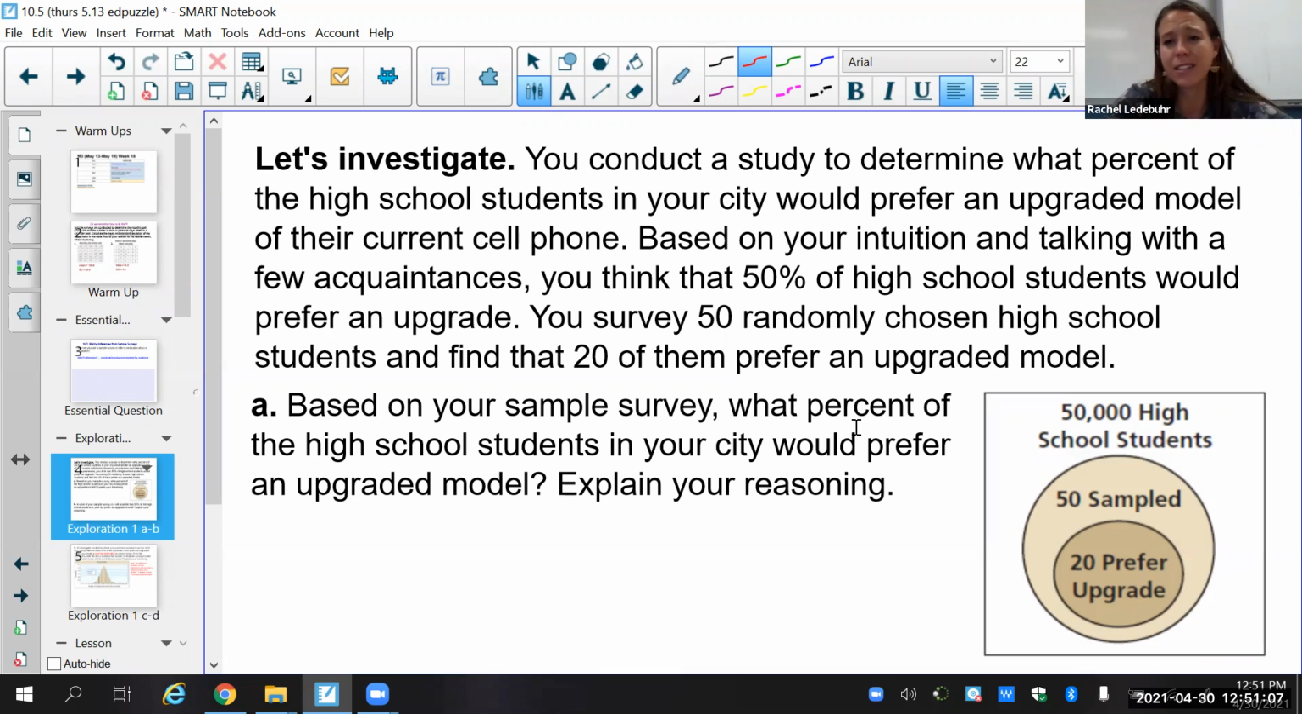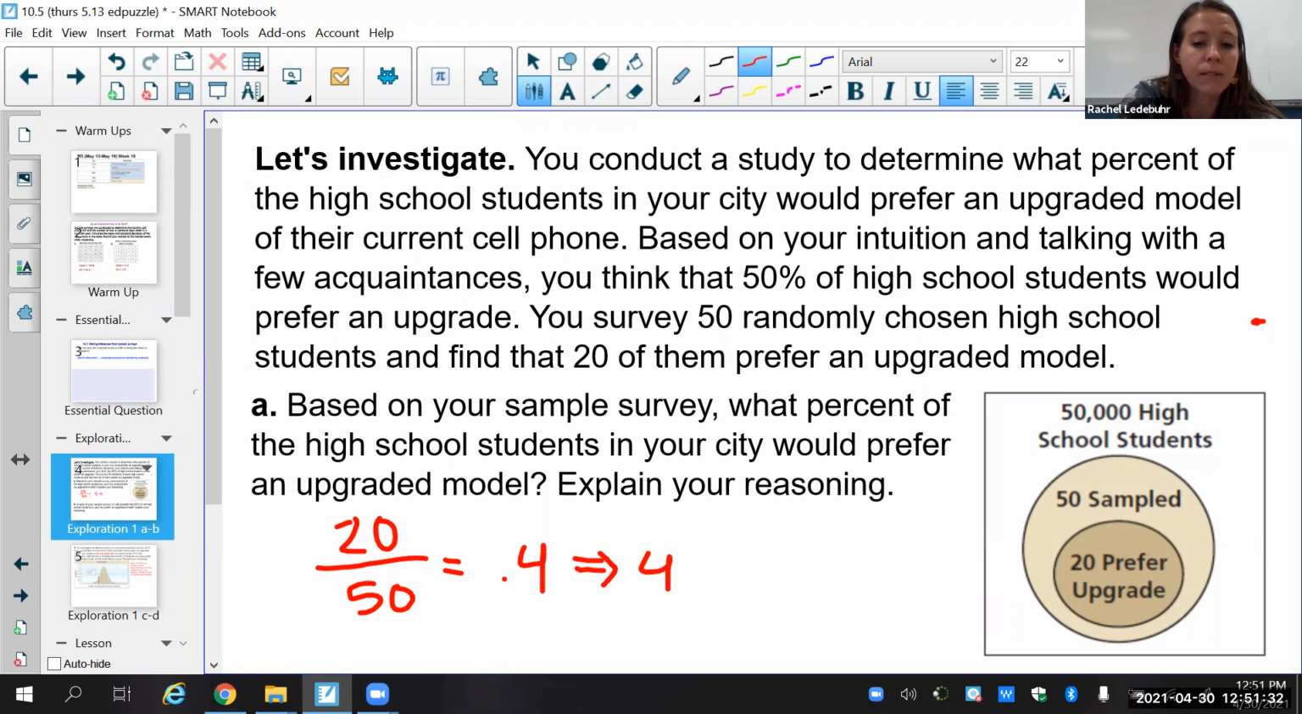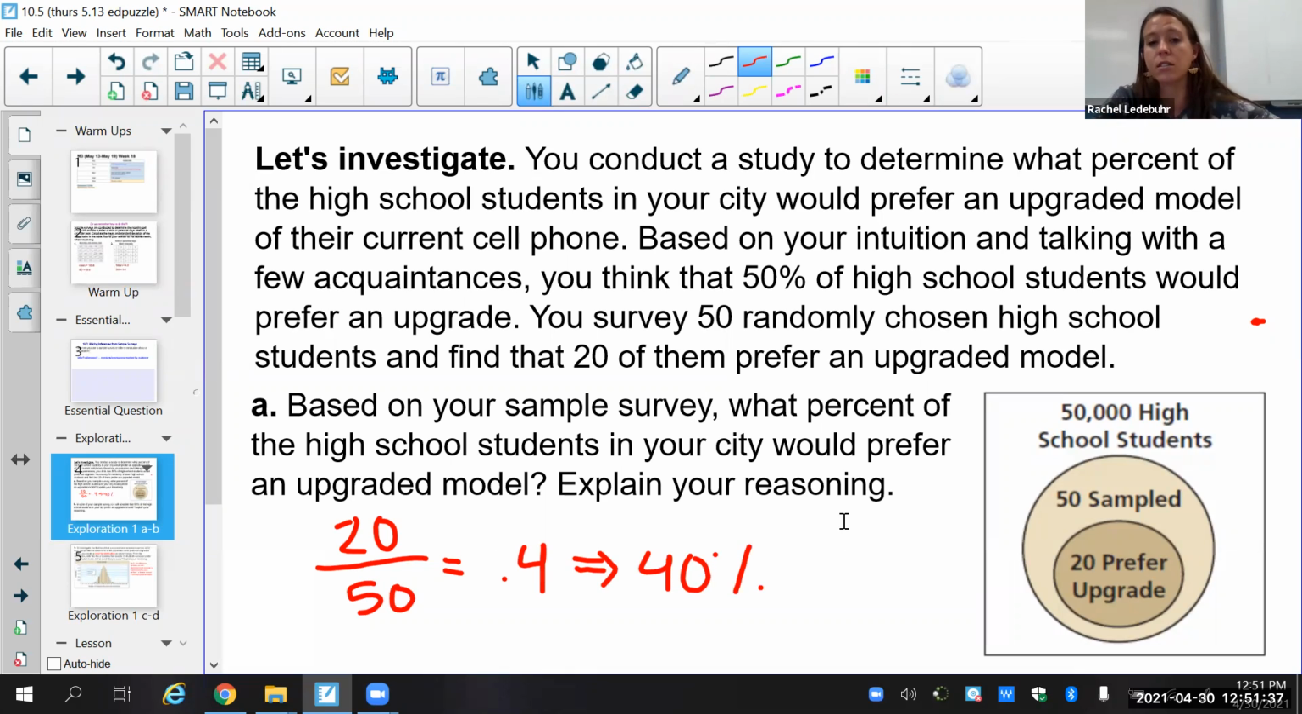Well, this goes back to the very beginning of the unit. We found that 20 preferred the upgraded model, and we're taking that out of the 50 that we chose. So 20 out of 50, punch that into your calculator, you're going to get 0.4. That turns into 40%. So 40% of the high school students in that city would prefer an upgraded model.